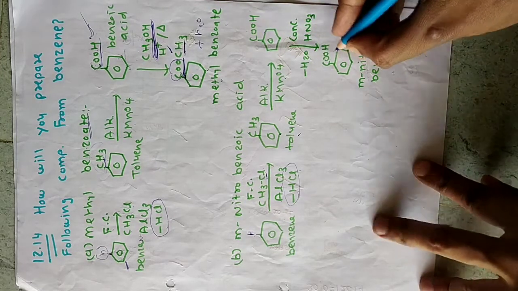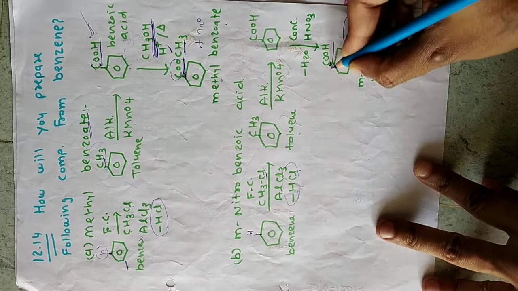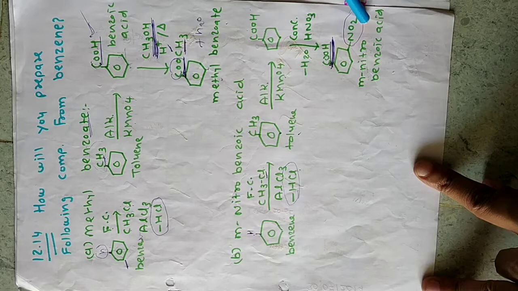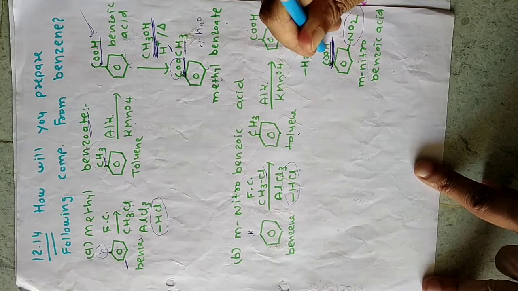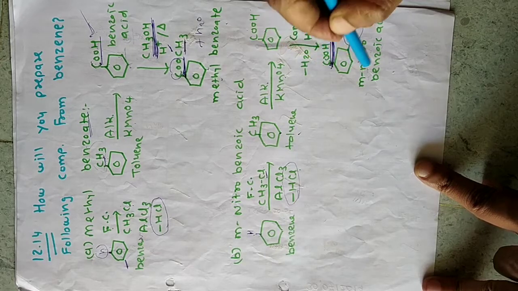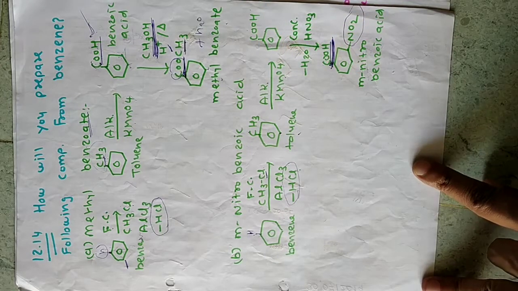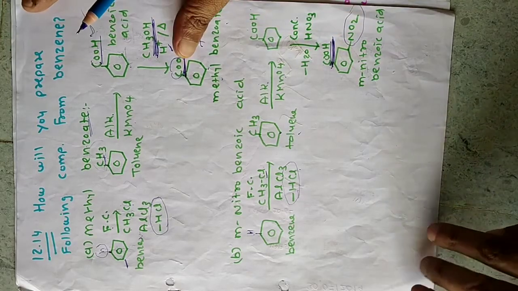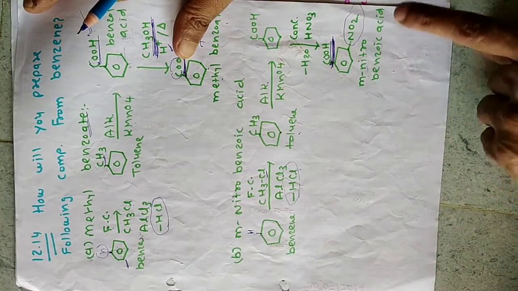Now why on the meta position? This COOH is a meta directing group. That's why the NO2 group is going on the meta position. Again, the COOH group is a meta directing group, so the newly entering group will go on the meta position. So we will get metanitrobenzoic acid.